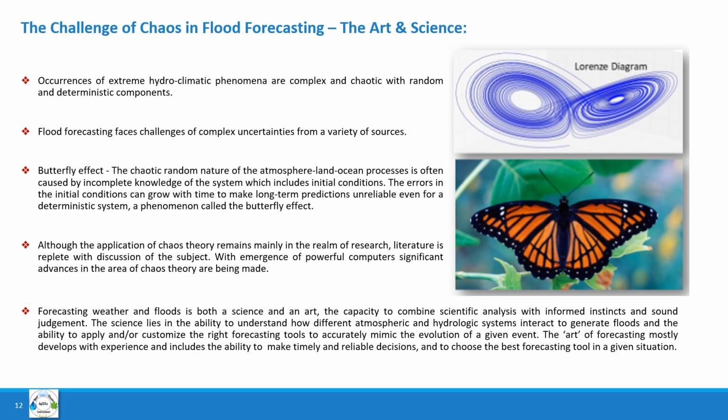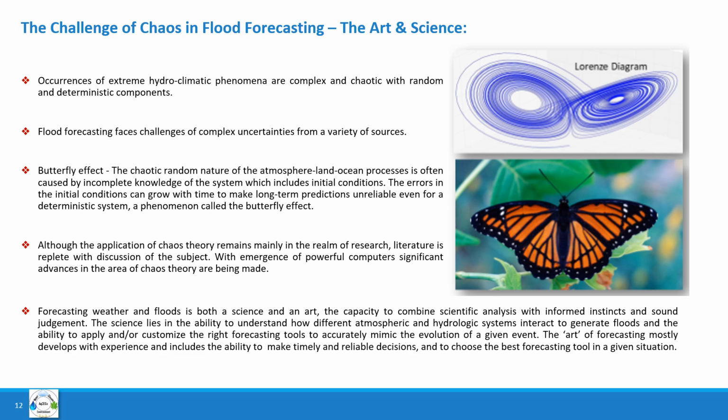Errors in the initial conditions can grow with time to make long-term predictions unreliable, even for a deterministic system, a phenomenon called the butterfly effect. Although the application of chaos theory remains mainly in the realm of research, literature is replete with discussion of the subject. With the emergence of powerful computers, significant advances in the area of chaos theory are being made.